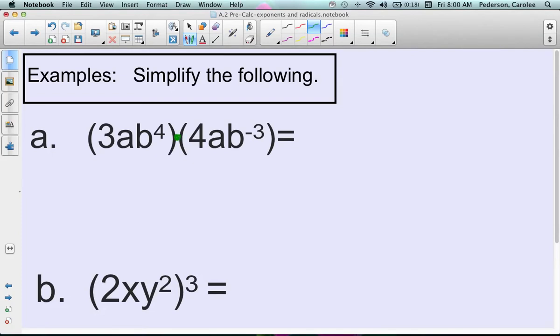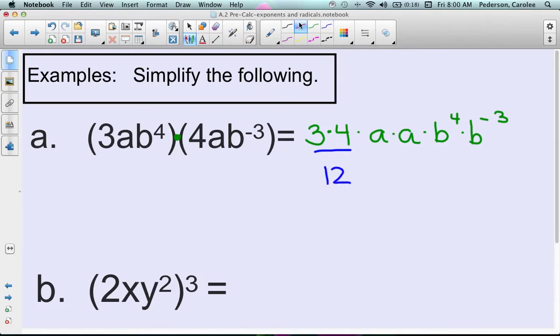If I drop the parentheses and try to just combine like pieces, I'm going to put the coefficients together first, the 3 and the 4. And then I'm going to combine the a and the a together. Those are common bases. And then I'm going to combine the b to the fourth and b to the negative 3. Now, 3 times 4 is 12.